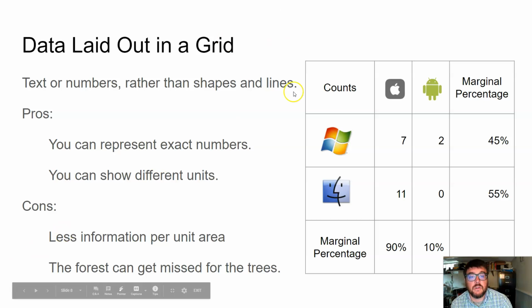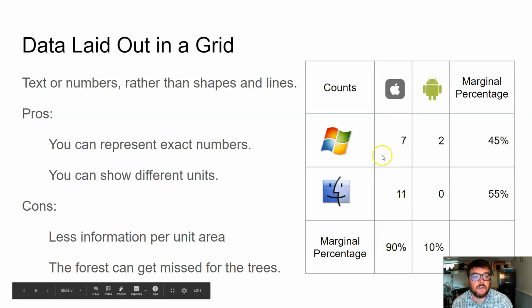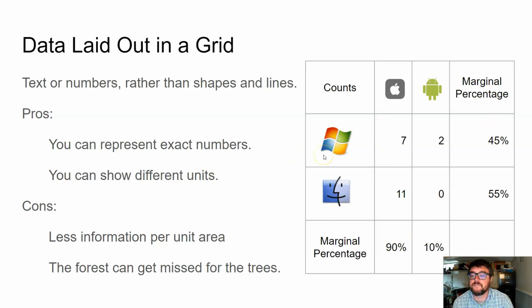So here we have a table. I've illustrated things, but this is people who use PCs, people who use Macs, people who use iPhones, people who use Androids. And then we can have different units, right? These are counts, these are percentages. There's all sorts of stuff you can do.